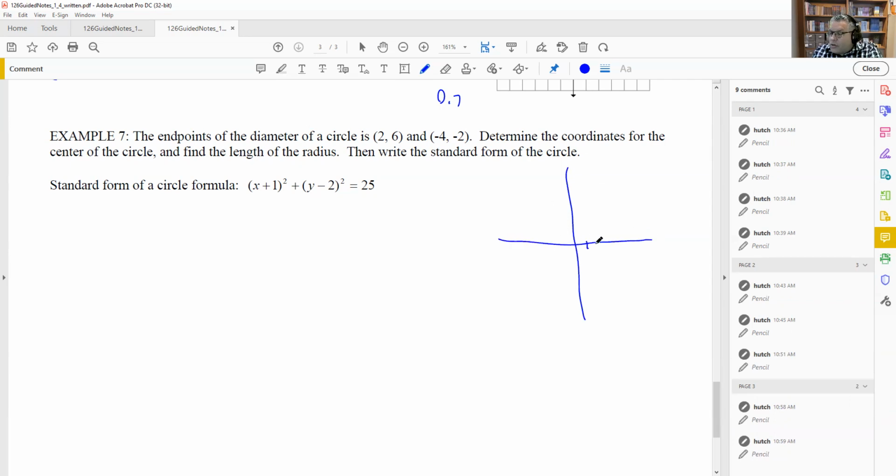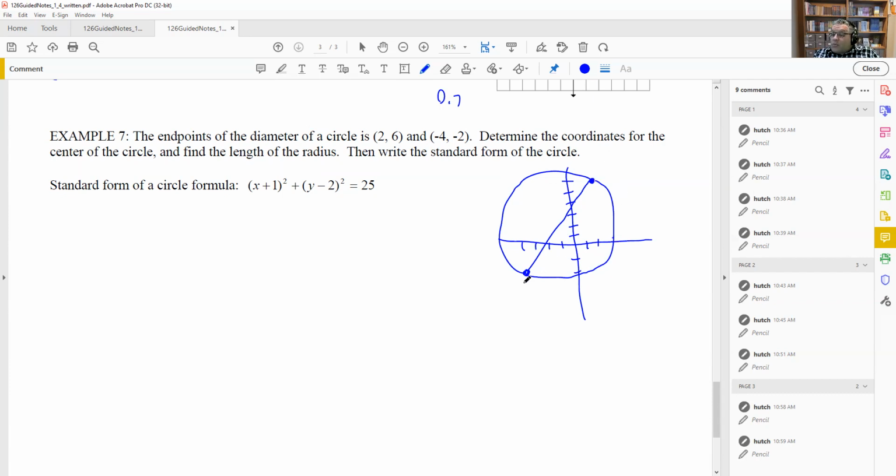So I have 2, 6 right there, and -4, -2 would be here. And so I have these two connected. These form a diagonal, or diameter, I should say, which means that the circle itself is going to look something like this. Okay, so we basically have a circle that's drawn.